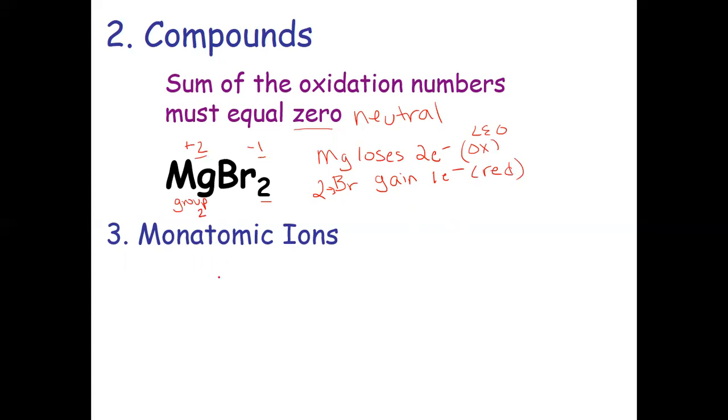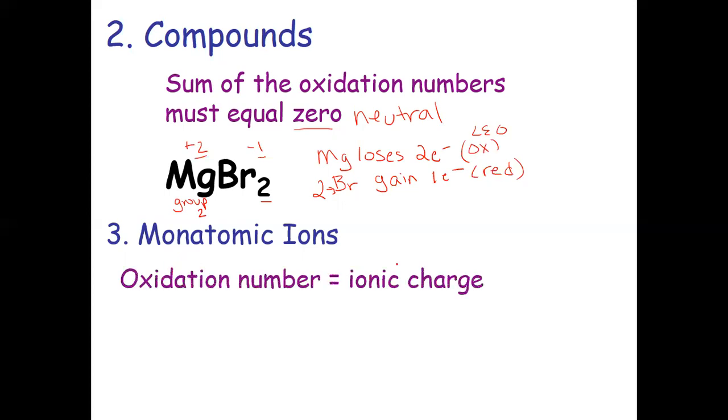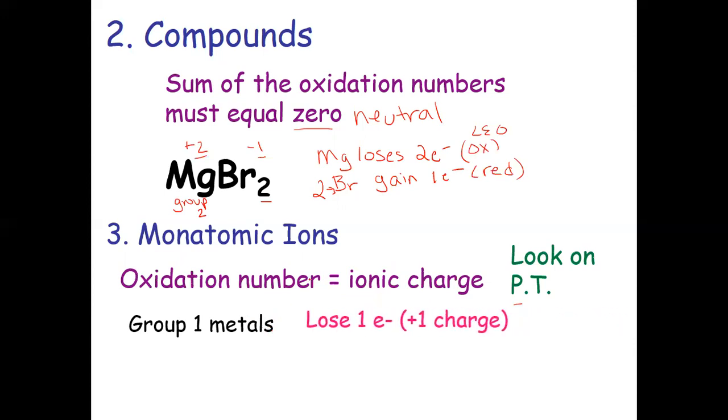So now when we're assigning oxidation numbers, we have monatomic ions. And the oxidation number is going to be equal to whatever their ionic charge would be. So we're going to look on our periodic table. Our group 1 metals, right? So starting with lithium, sodium, potassium, rubidium, cesium, and so on. They lose 1 electron. They have a positive 1 charge. Always, no exceptions. And group 2 metals always lose 2 electrons and have a positive 2 charge.